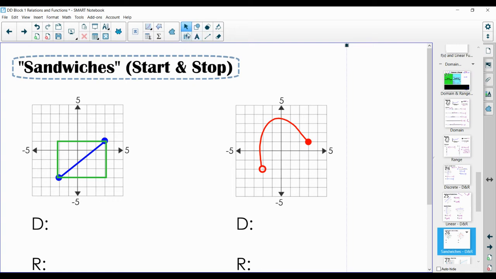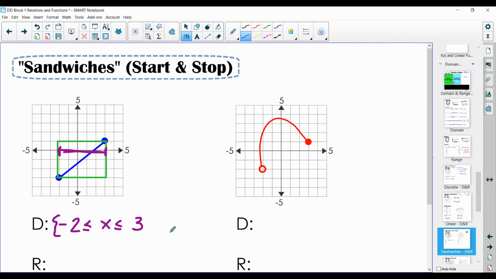And so if I wanted to think about my domain, values go from this x value here to this x value here. So those are my outside points. So my low point is -2, and my high point is +3. And we're talking about our domain, so that's all of the x values. So x goes in between, and they're both closed circles. So x is greater than or equal to -2 and less than or equal to +3.